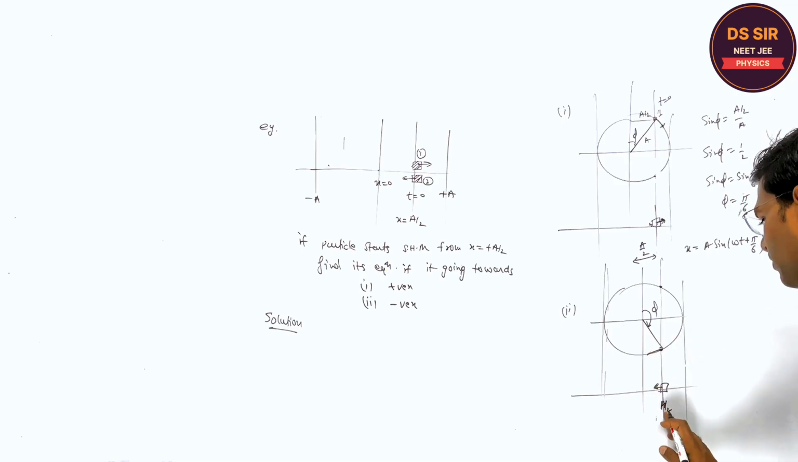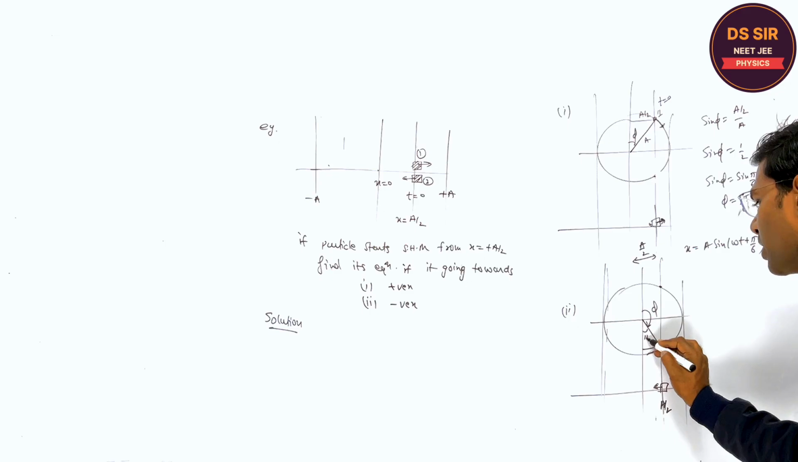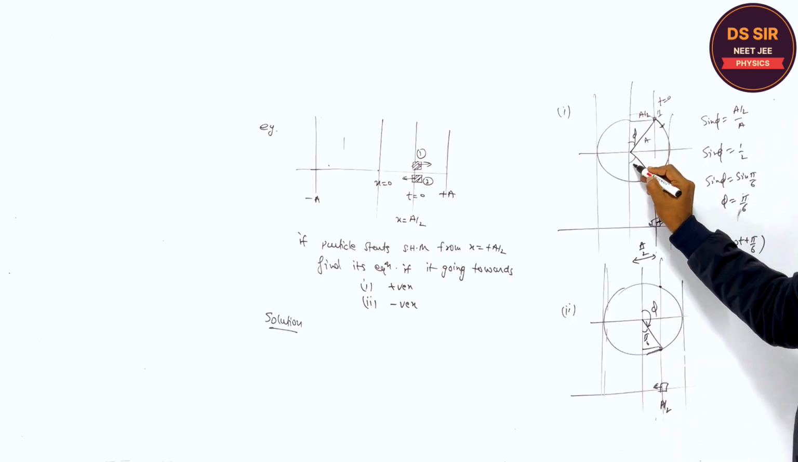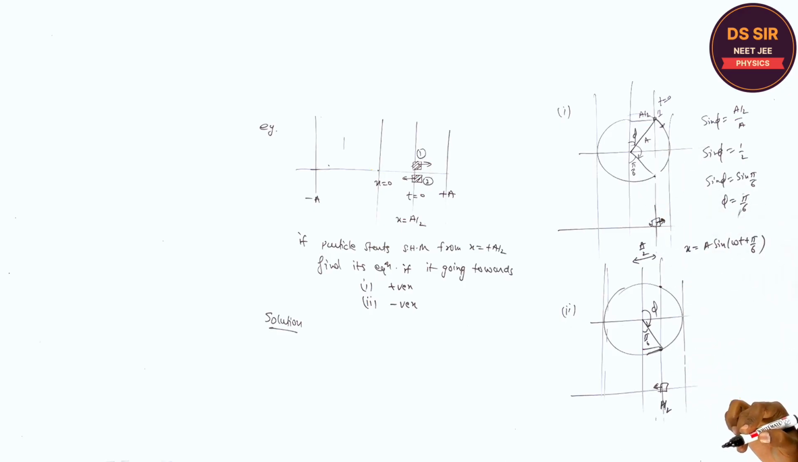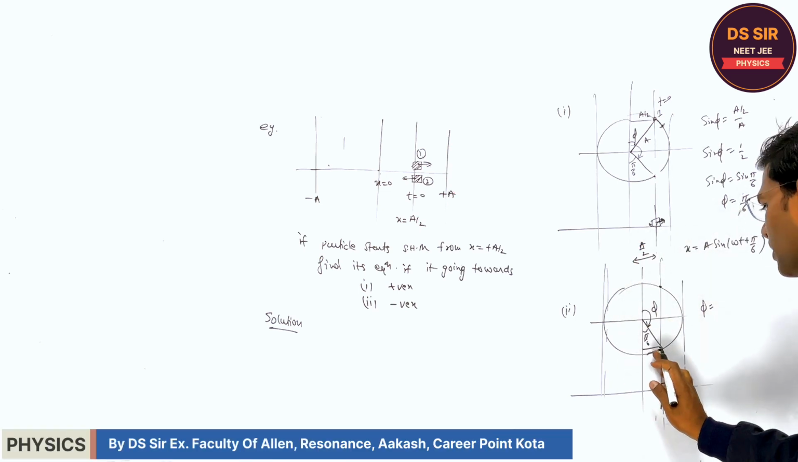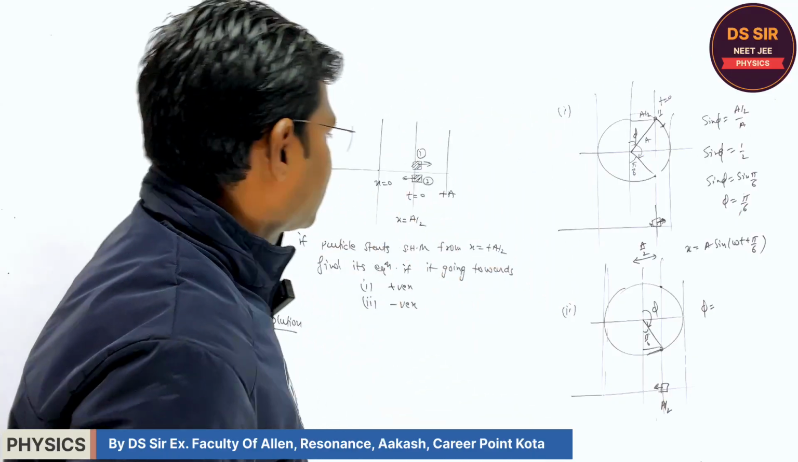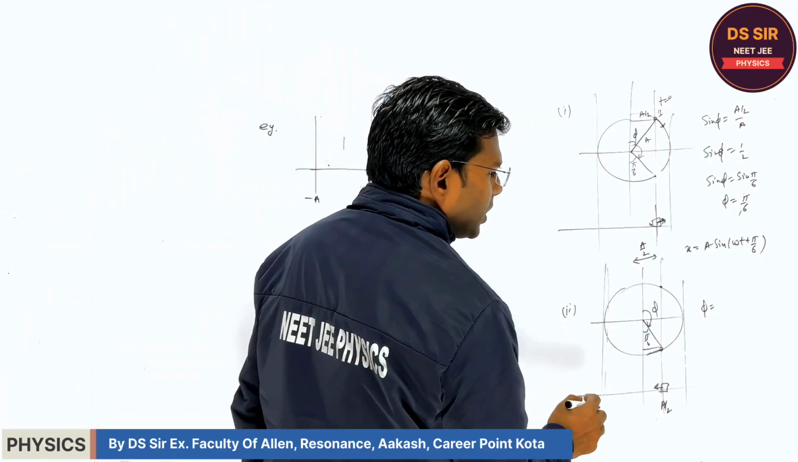Listen, one thing, if this is A by 2, this is A by 2. So this angle is 30 degrees, pi by 6. Are you getting or not? This angle is pi by 6. So what is this phase phi? Please tell. This angle I am asking. Pi minus pi by 6. Is it clear or not?